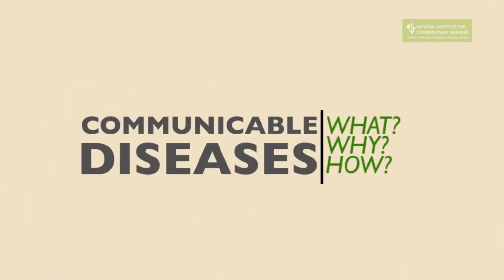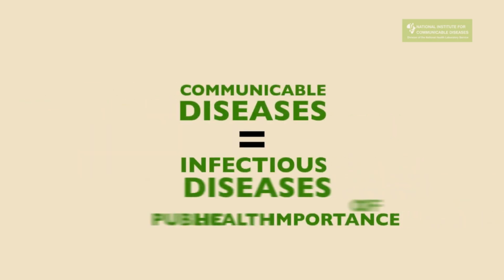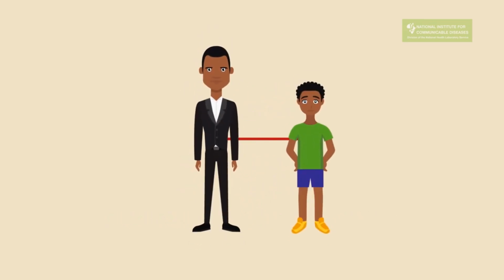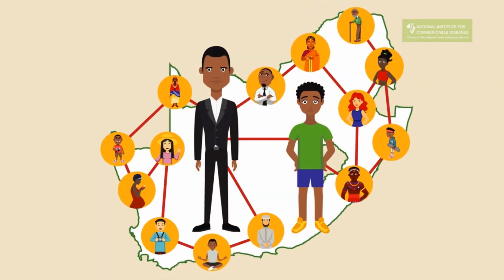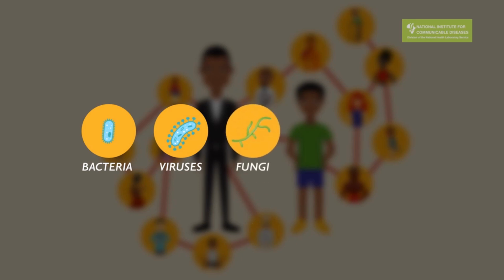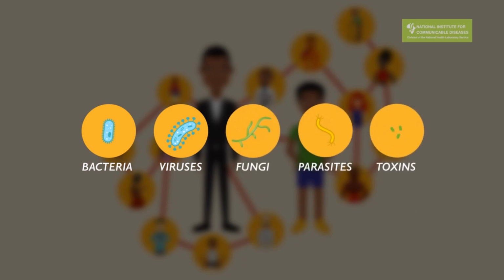Going to take a look at what communicable diseases are, what causes them, and how they are transmitted. Communicable diseases, or most commonly known as infectious diseases, are diseases that can be spread from one person to another and can cause a large number of people to get sick. They are caused by germs like bacteria, viruses, fungi, parasites, or toxins.